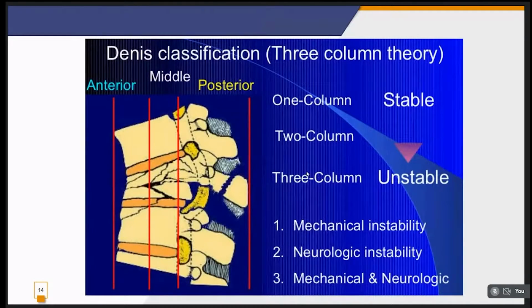And if, by the Dennis classification, you classify the patient as grade 3, it means the patient has an unstable fracture. So an operation is set as the treatment for the patient.